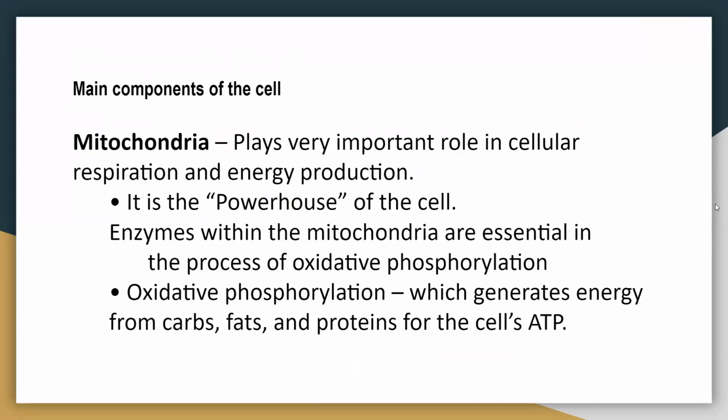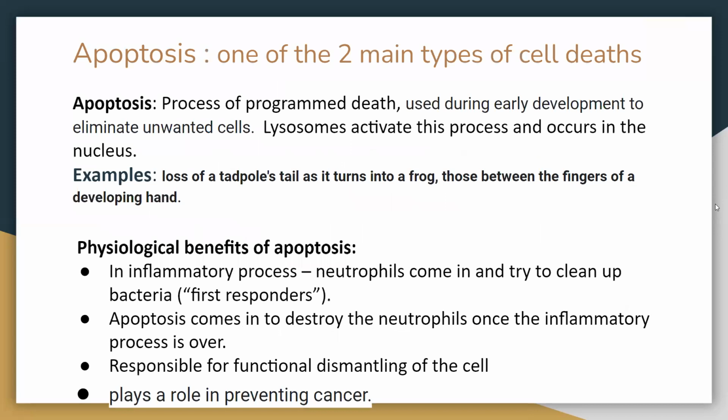Another one is mitochondria. These are the components of the cells. Mitochondria is important because it is the powerhouse of the cell. The enzymes within the mitochondria are required for oxidative phosphorylation. It is important to generate energy, and that must give the cells ATP.